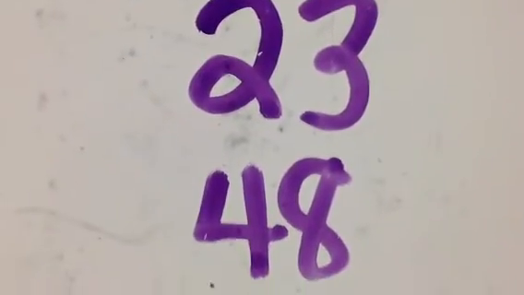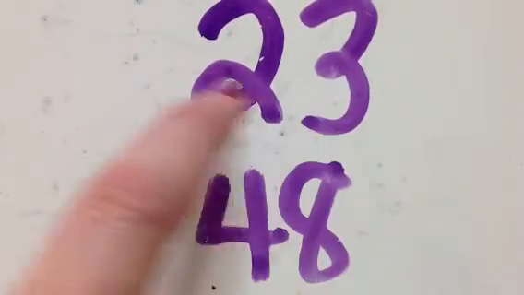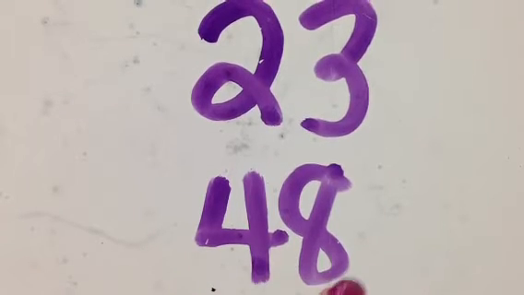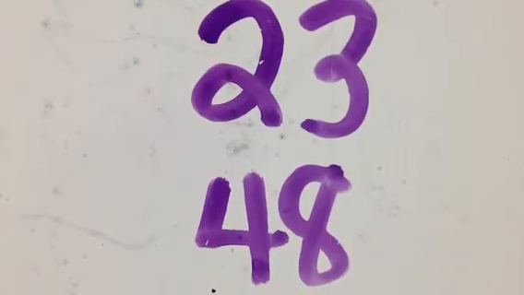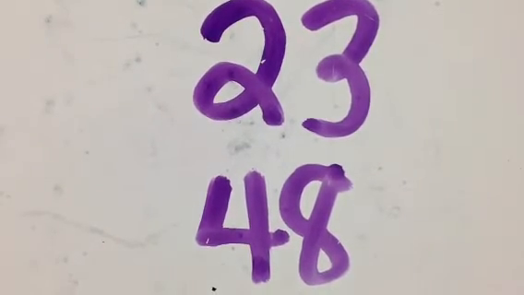Here are two more examples. 23, sorry, I'm trying to get my camera on there. 23, 3 in the ones place, 2 in the tens place, and 48, 8 in the ones place, 4 in the tens place. Well, what happens if we get a number out over here, another one to the left? That place is called the hundreds place.